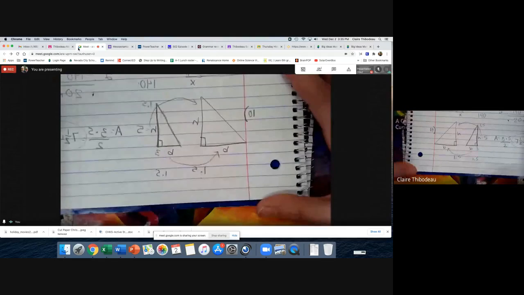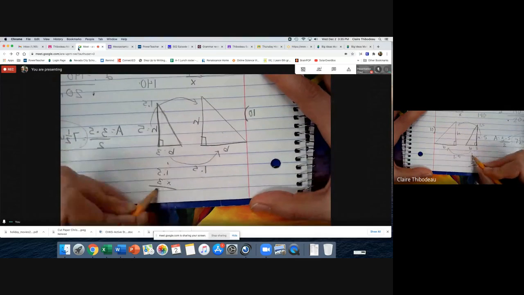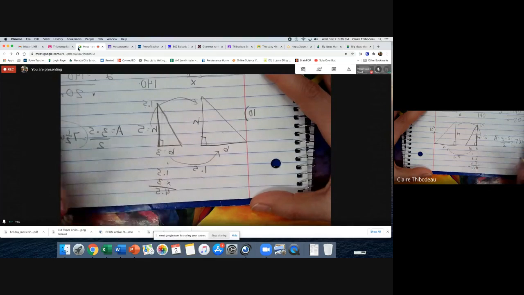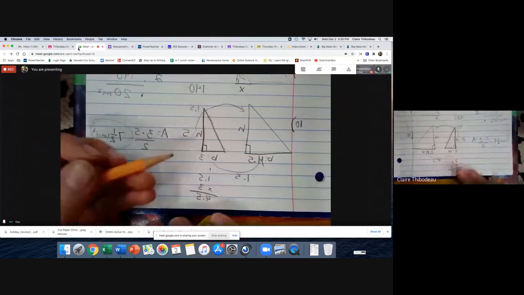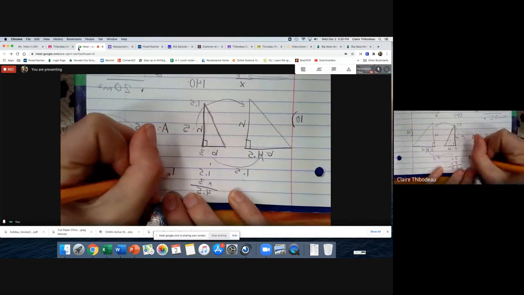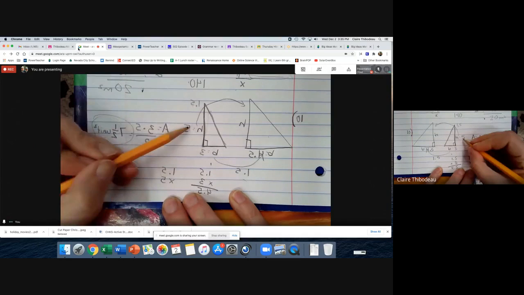So if I do 1.5 times 3, we get 4.5. So the base of the bigger triangle is 4.5. And then you're going to multiply your 5 by 1.5. So 1.5 times 5, right? Because my height was 5.